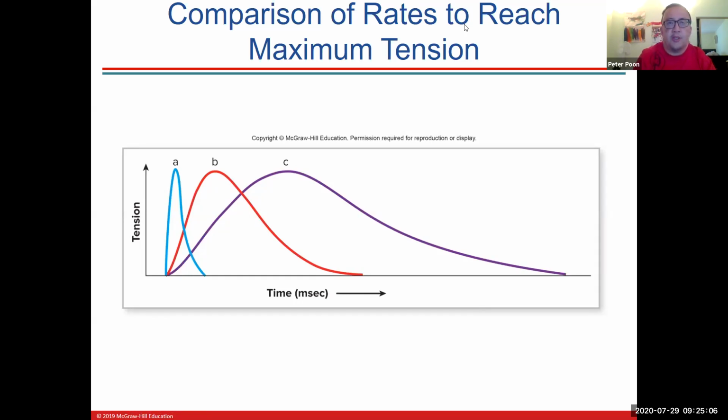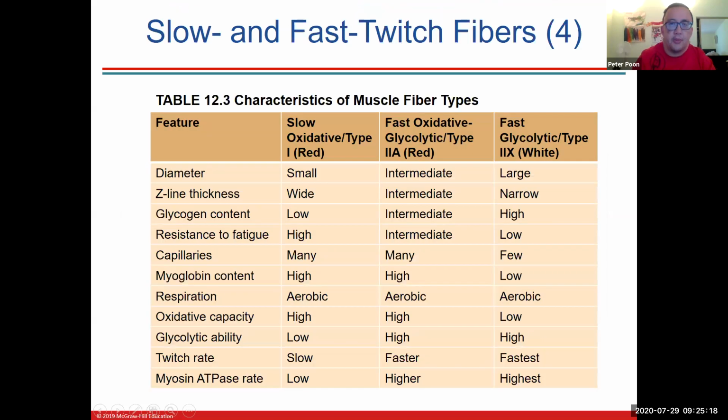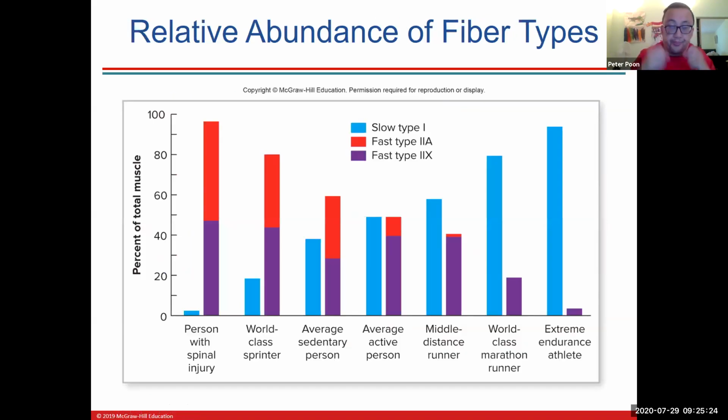So this is a comparison of rates to reach maximum tension: fast twitch, slow twitch, intermediate twitch. Here you can see the differences between the two. Okay, cool.